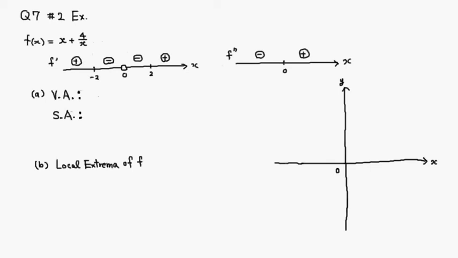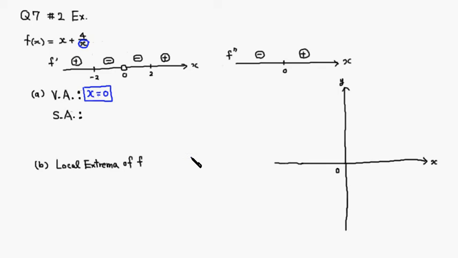Okay, let's look at an example for quiz 7, number 2. You have a function f of x, which is x plus 4 over x. For part A, we want to find the vertical asymptote and slant asymptote. The vertical asymptote is easy to find since there is x on the bottom. We set that equal to 0, so x equals 0 is the equation of the vertical asymptote. So I box that in.